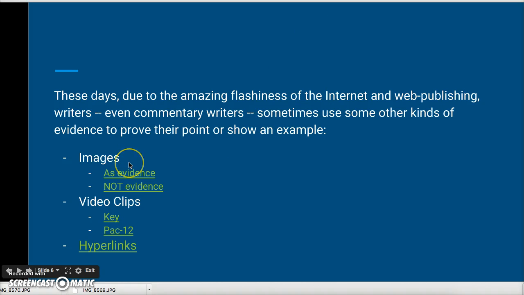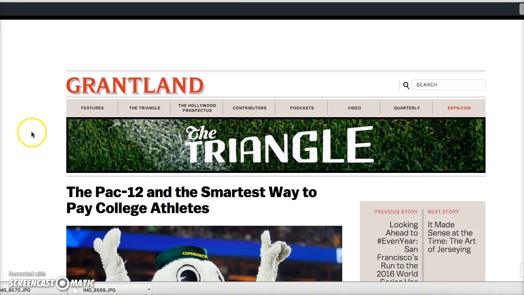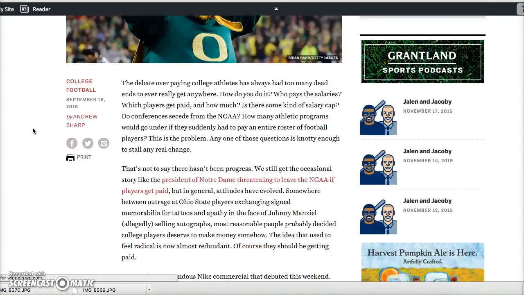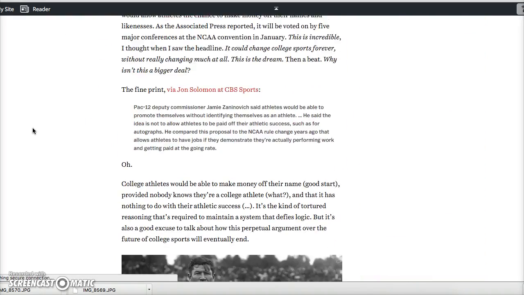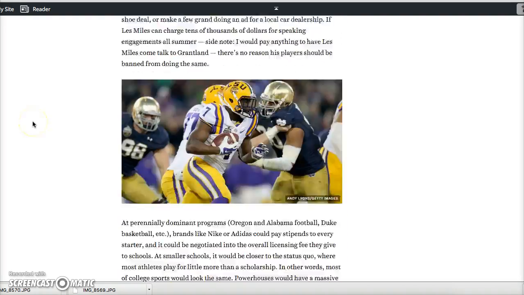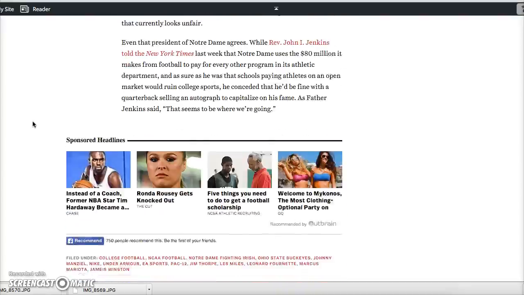But here's the thing, we can have images in a piece without them actually acting as evidence. Sometimes an image is just decoration. Let's look at the Pac-12 article. This has lots of images in it as well, but these images aren't evidence. So we have this Oregon Duck picture. We have this picture of this Olympian. We have this football picture.